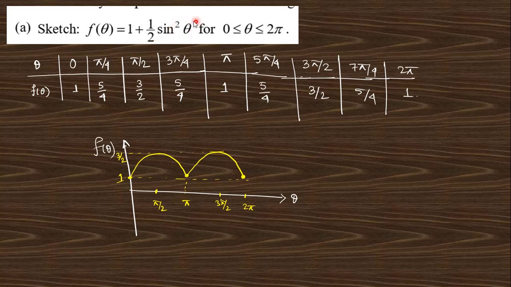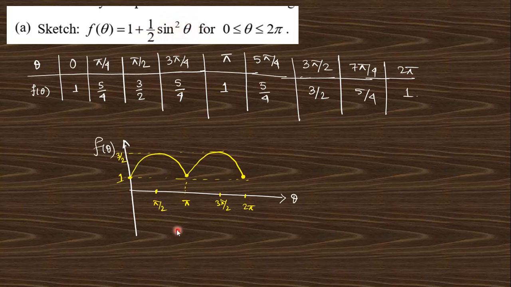At theta equal to 0, this function is 0, so you will get the value 1. At theta equal to pi by 4, you get 5 by 4. At theta equal to 90 degrees, that gives you 1, so 1 plus 1 by 2, that is 3 by 2. For sine square theta by half, this is actually a shift of the function, and this is the graph you need to plot.